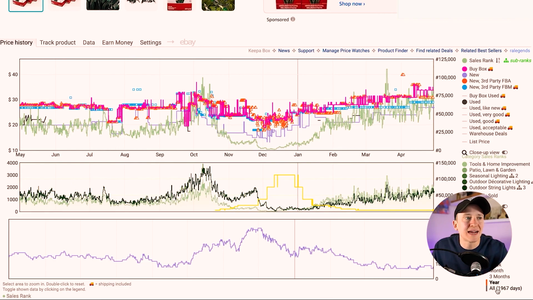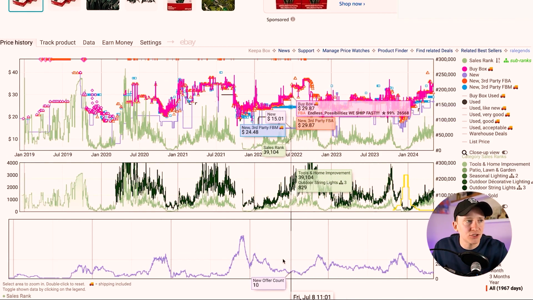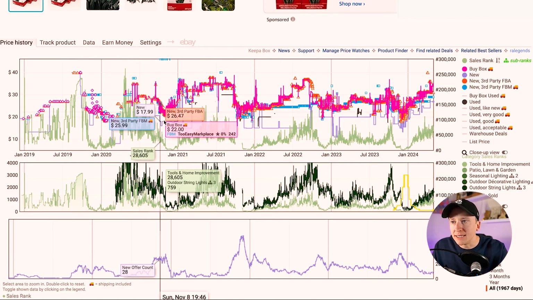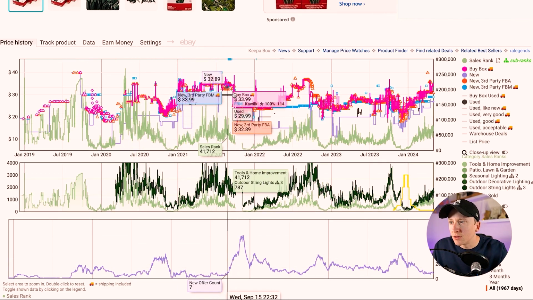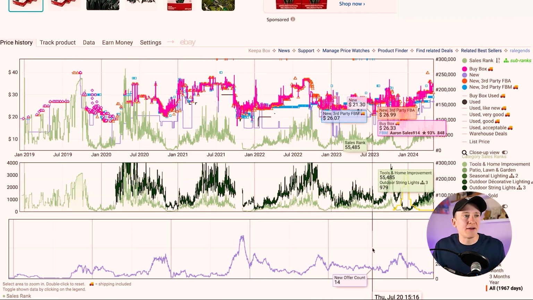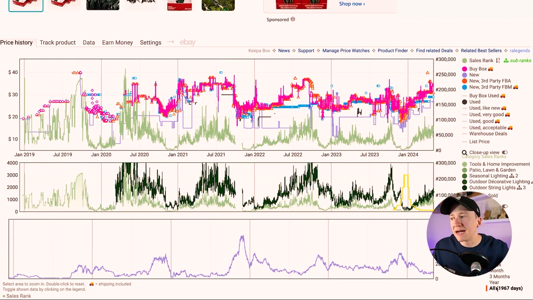We can also look at the entire history of this, and we can see each year during Q4, what happens? A bunch of sellers come on, the price tanks. A bunch of sellers come on, the price tanks. And we just see that pattern every year. So that's where seeing the entire history of a seasonal product is also very helpful.